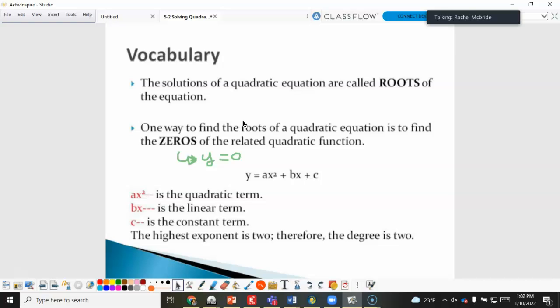And just to reiterate some vocab, the ax squared part is known as the quadratic term. The bx part is referred to as the linear term. And c is what we refer to as the constant term. In order to be a quadratic, the highest exponent or degree is 2.